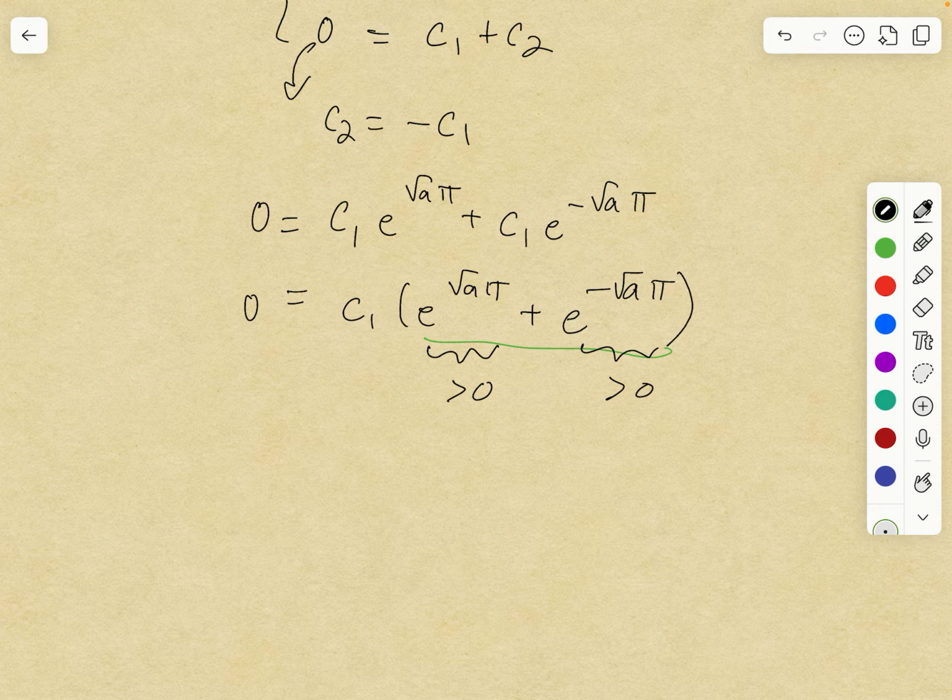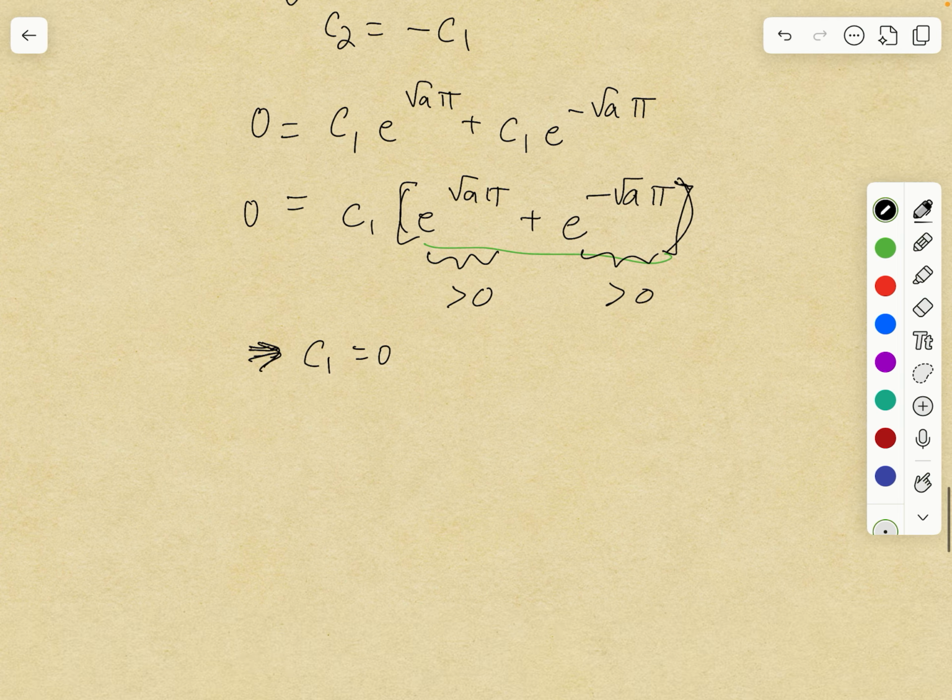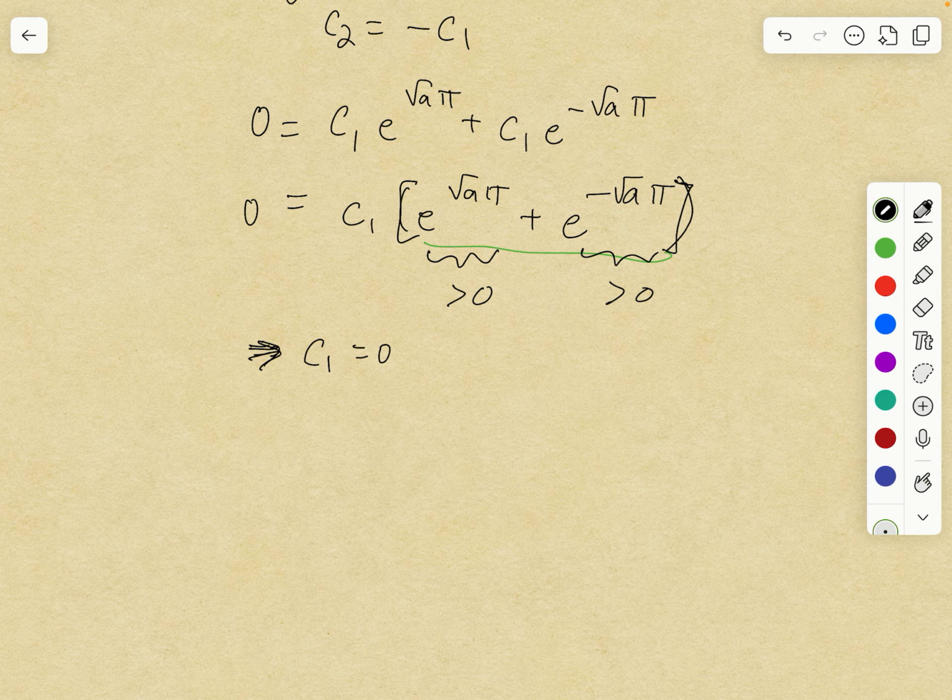What does that tell me? That tells me that C1 is going to be 0, right? Because I can divide both sides of the equation by this positive constant, and get that C1 is 0. So if C1 is 0, then what does that tell me about C2? Well, C2 was negative C1, so C2 is also 0.